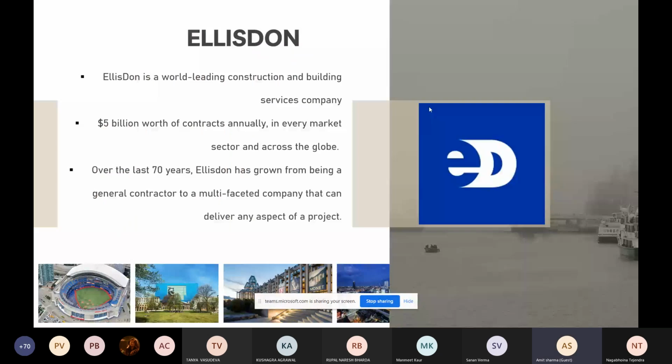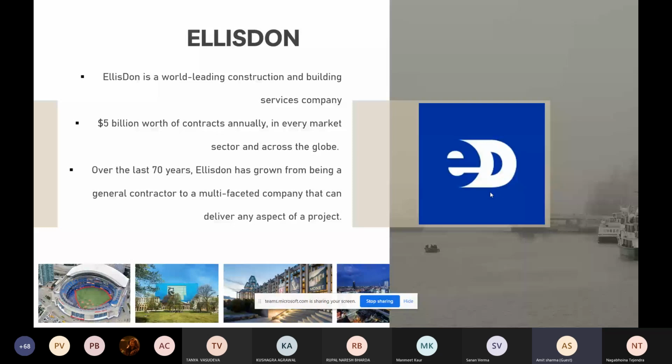A little about myself, my company. Alliston is a world-leading construction company, and it's one of the biggest construction companies in North America with $5 billion in revenue. It has gone from a small-scale general contractor firm to a multi-billion-dollar company. Its expertise is in sectors like pre-construction. We do designs, we do construction and operations. Below, you can see some of the famous projects that Alliston has done in the past.